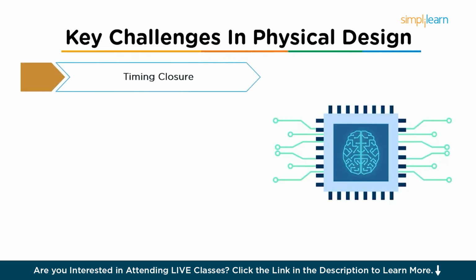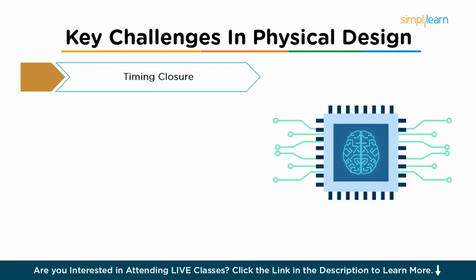The first one is timing closure. Achieving timing closure means ensuring that every data path in the circuit meets setup and hold time requirements, so data arrives reliably within each clock cycle. This requires adjusting cell sizes, placements, and routing, and often involves iterative optimization using static timing analysis tools to eliminate timing violations without degrading other design metrics.